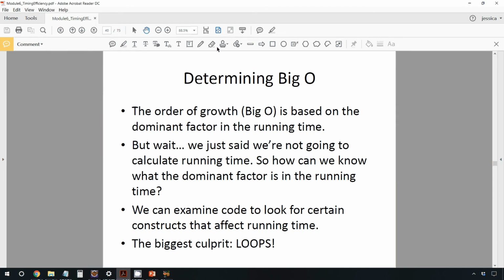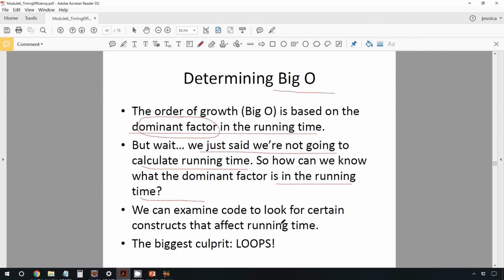So let's think about how we can figure out the order of growth or the big O of a given algorithm. So we've learned that the big O is based on the dominant factor in the running time, but we also said we're not going to calculate running time. So how can we figure out what the dominant factor of the running time is if we don't know what the running time is? Well, the answer is that we can just examine the code and look for certain constructs that affect the running time. We don't need to actually calculate the running time.